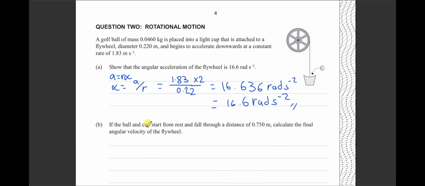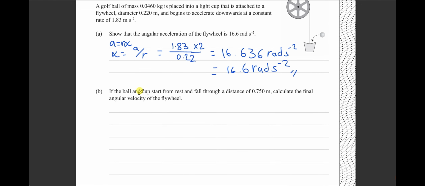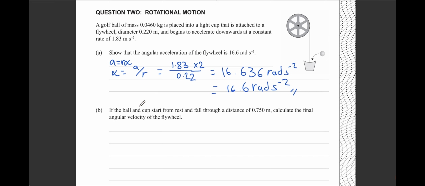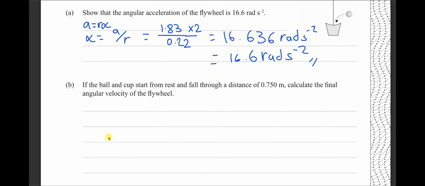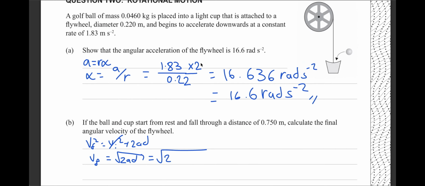And so if the ball and cup start from rest and fall through a distance of 0.75 meters, calculate the final angular velocity of the wheel. Okay, so for this one, the first equation that came to my mind is the fact that vf squared equals vi squared plus 2ad, and vi is 0. So we can just get the result vf equals square root 2ad, which is just the square root of 2 times 1.83.